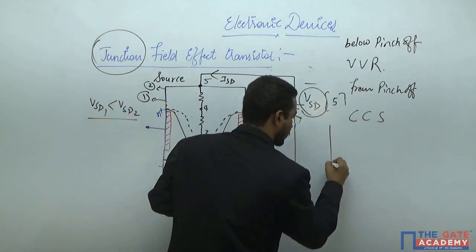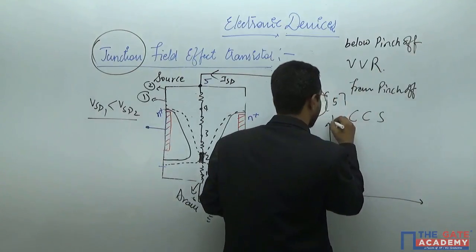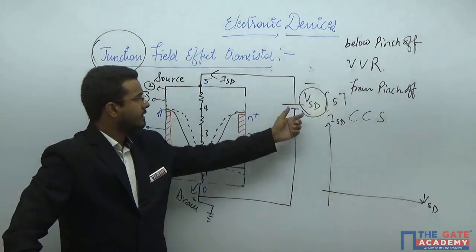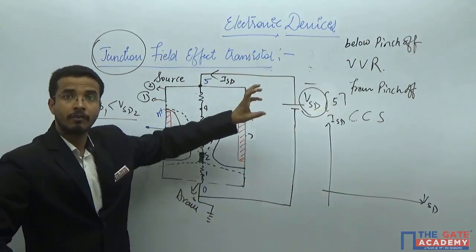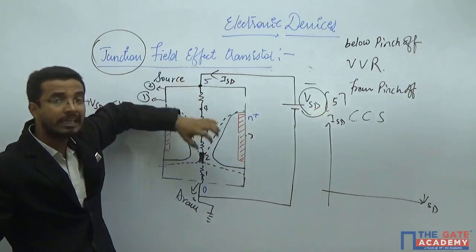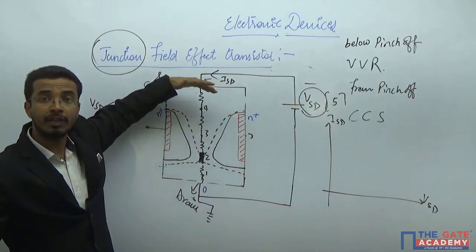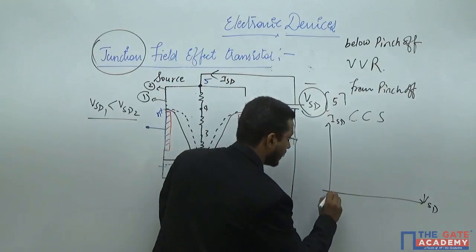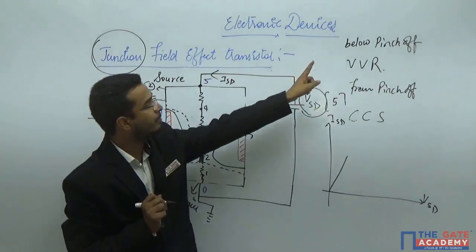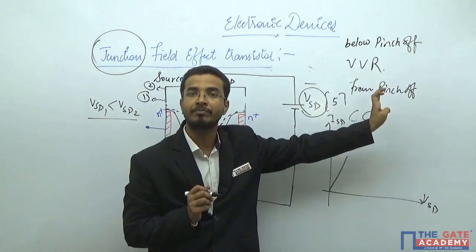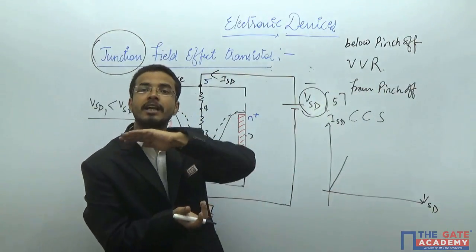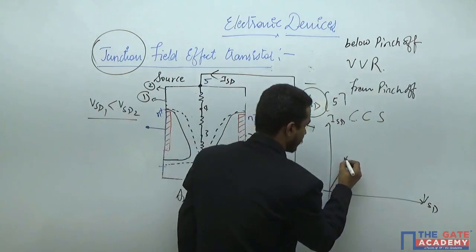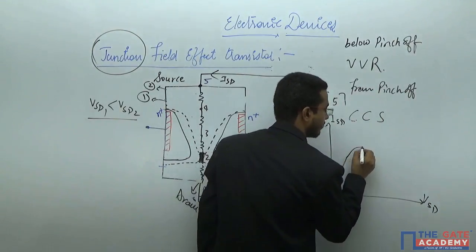So if I want to plot the ISD versus VSD, what happened here? In the initial case, if you will increase the voltage, the force on the hole will keep on increasing, due to which you will get a higher value of the current, and that is what is known as voltage variable resistor. So if you will increase that, the value will keep on increasing. At the pinch off and after the pinch off, the current will become constant. Then only that device can act as a constant current source. So it is increasing initially, and then it will become constant.